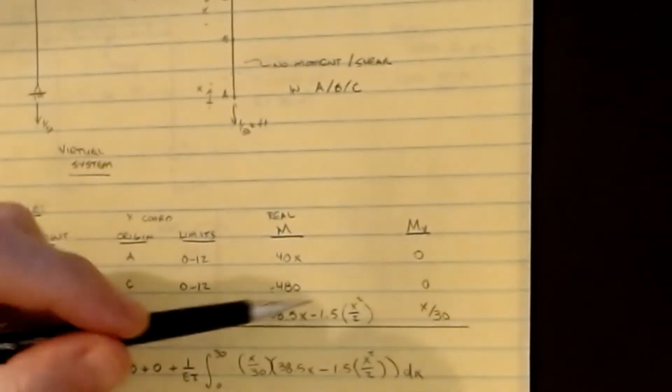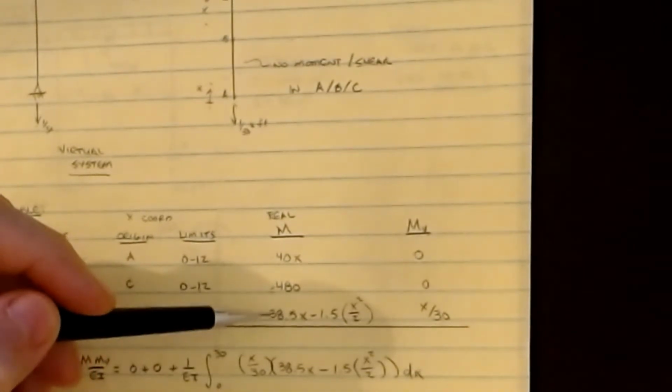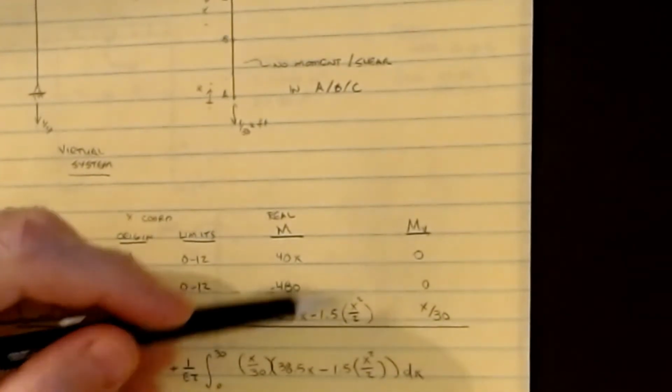So the equation for the moment on this, measured from X, is 38.5 times X minus 1.5 times X squared over 2.